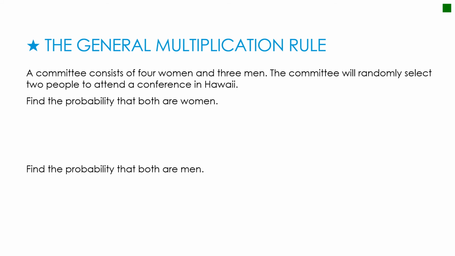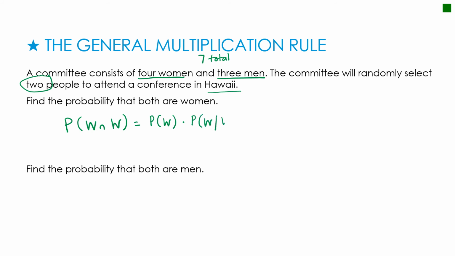Okie doke, let's look at the first one, the probability that both are women. So here we've got 4 women, we have 3 men, that means 7 total when I start. And they're randomly selecting 2 people to attend a conference in Hawaii. The probability of a woman intersect woman, which means the first one is the probability that a woman is chosen. The second one is the probability that a woman is chosen, assuming that I've already chosen one of the women.